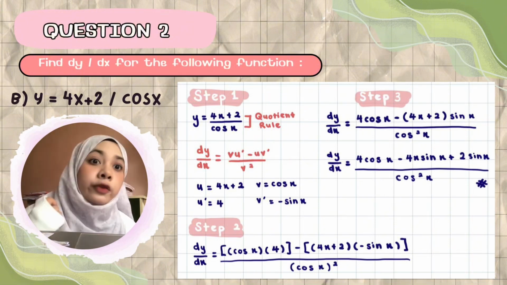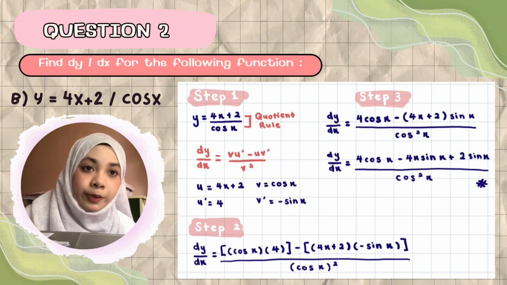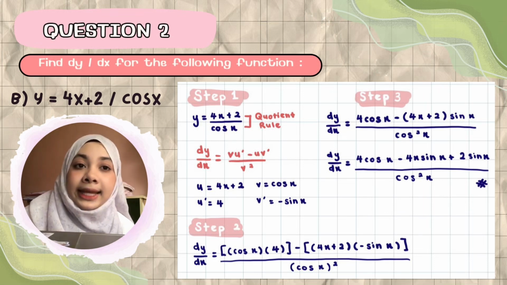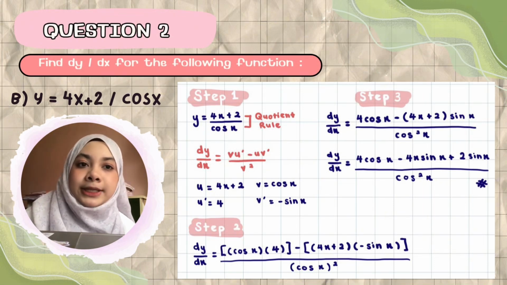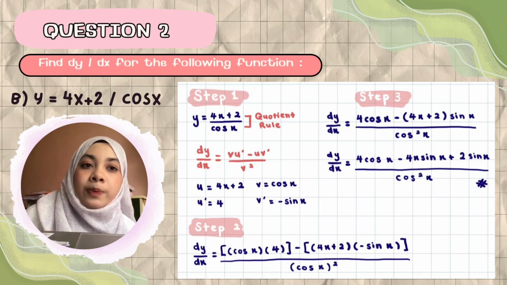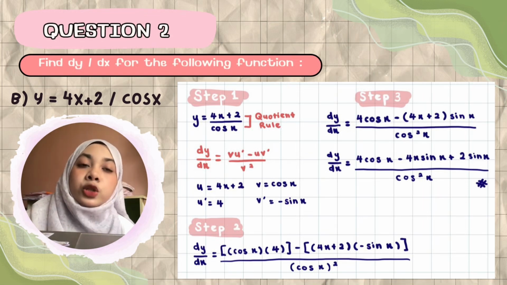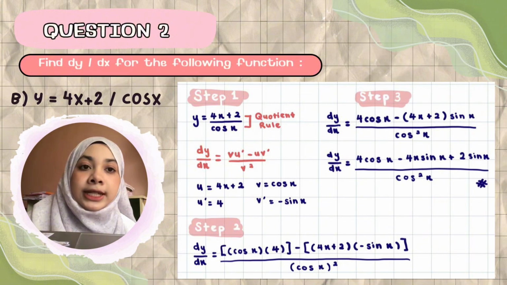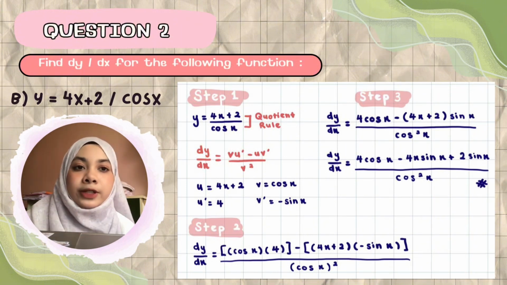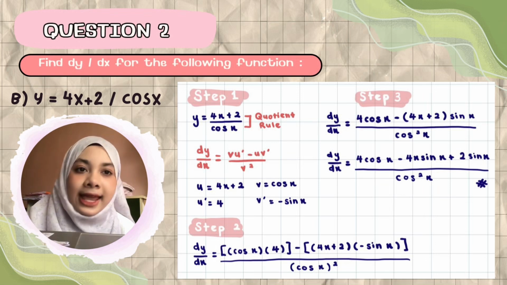How do we get the values of u, u prime, v, and v prime? To get the value of u, we take it from the numerator, which is 4x + 2. To get u prime, you need to differentiate u, which is 4x + 2. When we differentiate 4x + 2, we get 4. The value of v, you take from the denominator, which is cos x. To find v prime, we differentiate cos x, and we get negative sin x.